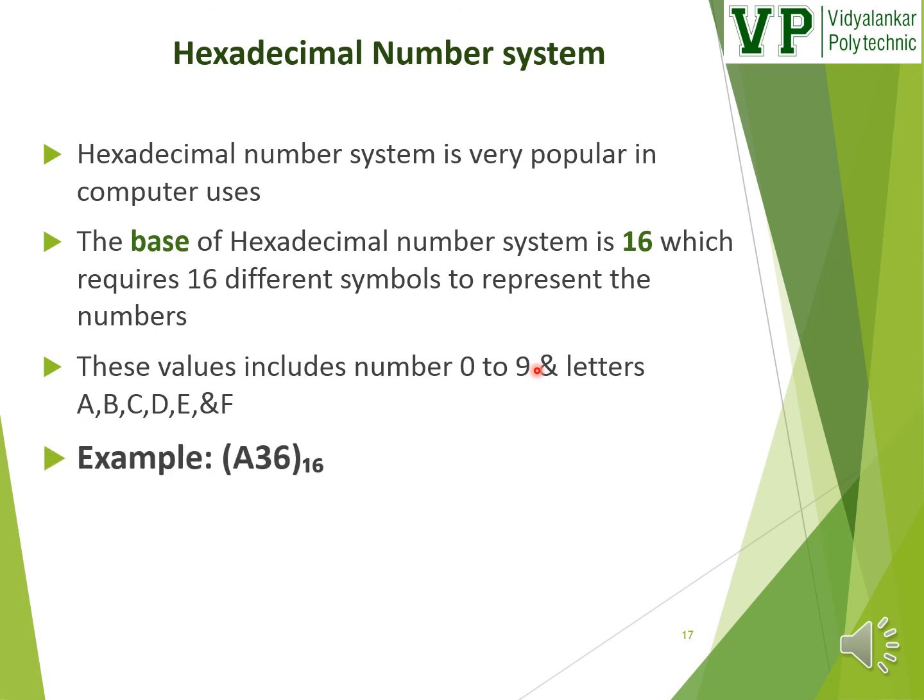Example of hexadecimal number system: A36 to the base 16. This example also consists of numbers from 0 to 9 and letters from A to F, where A stands for 10, B stands for 11, C stands for 12, D stands for 13, E stands for 14, and F stands for 15. 0 to F, total 16 symbols.